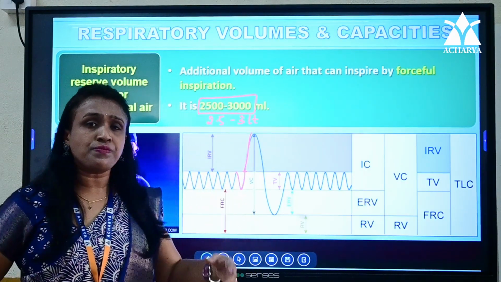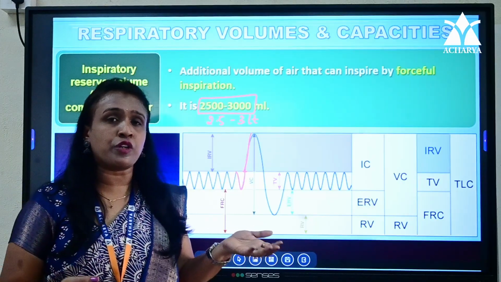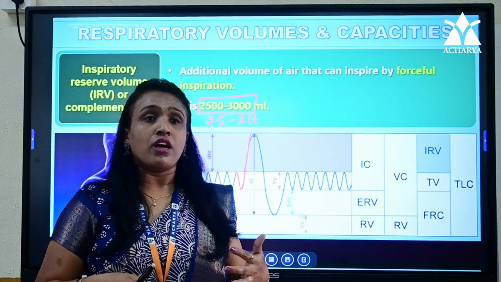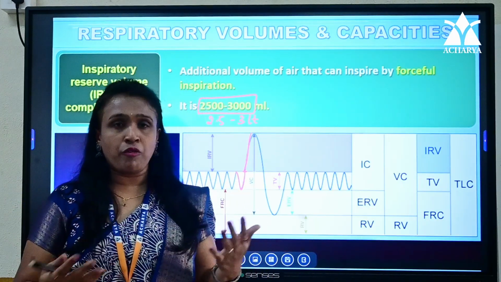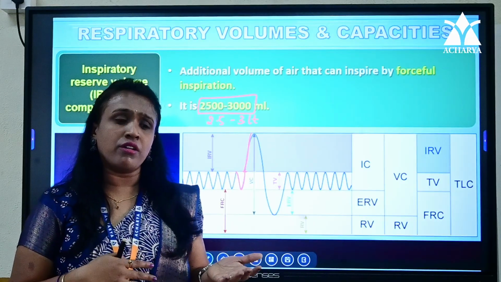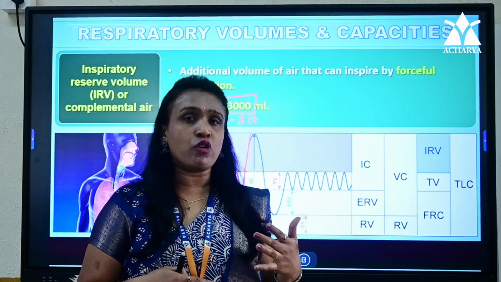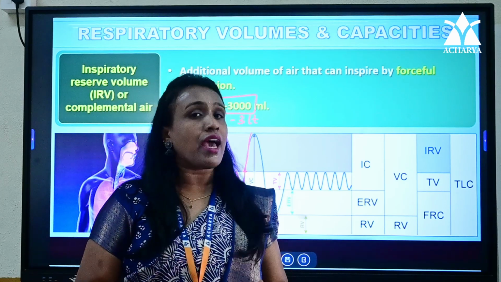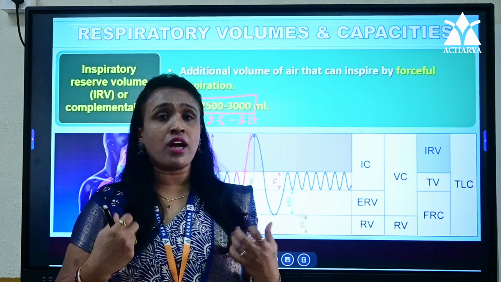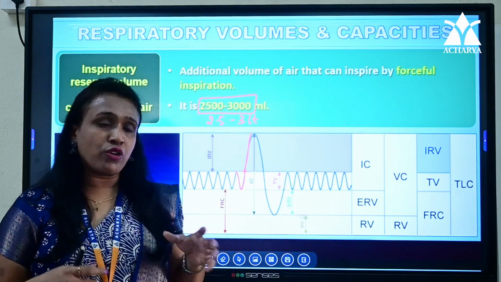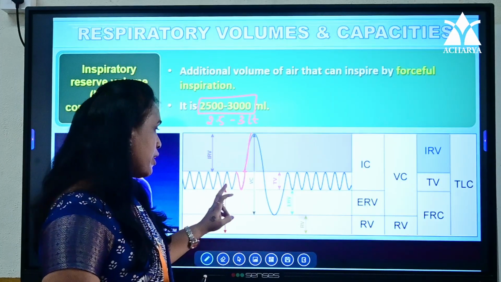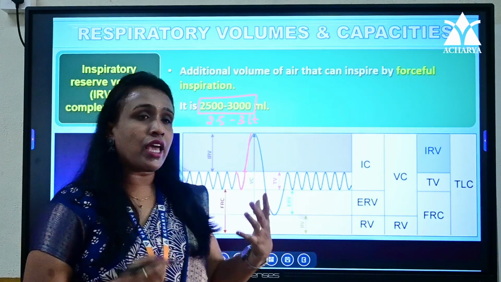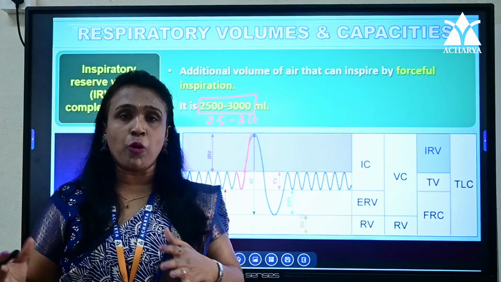So inspiration, the benefit of forceful inspiration is that between the capillary and alveoli, you have extra seconds for the exchange of gases. Our body will be taking up more oxygen during that forceful inspiration. Now, once the air is taken inside, it has to come out, right children?